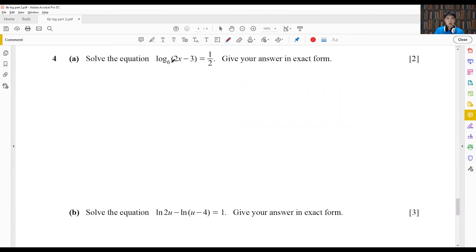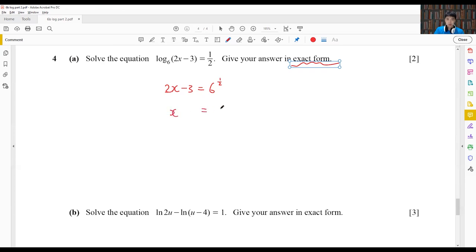Solve the equation of log base 6 of 2x minus 3 is equals to half, giving your answer in exact form. Okay, exact form, that means you do not use decimals. First, bring 6 to the right-hand side. So it's going to be 2x minus 3 is equals to 6 to the power of half, which is also known as square root of 6, right? Then bring all the other numbers over to make x the subject.